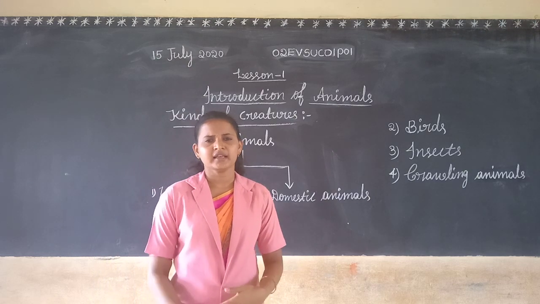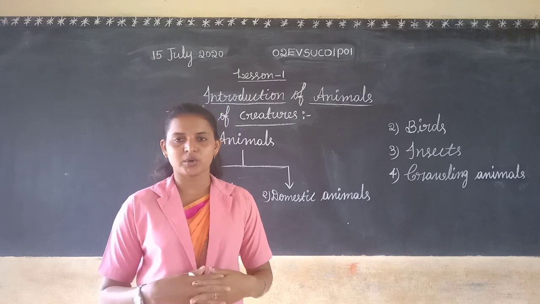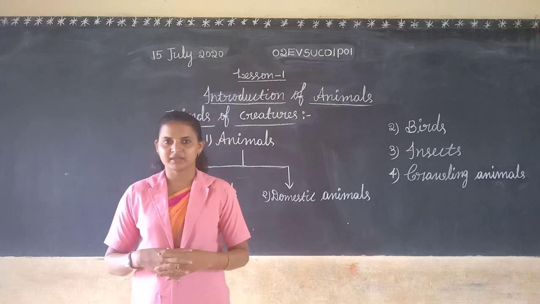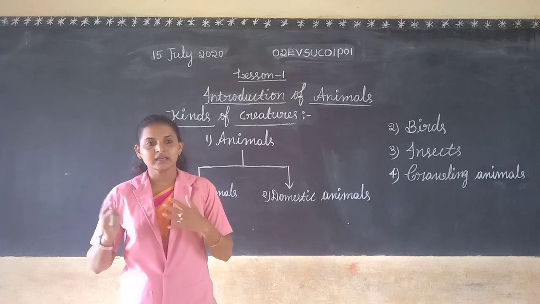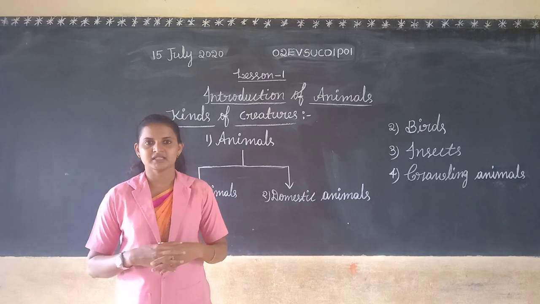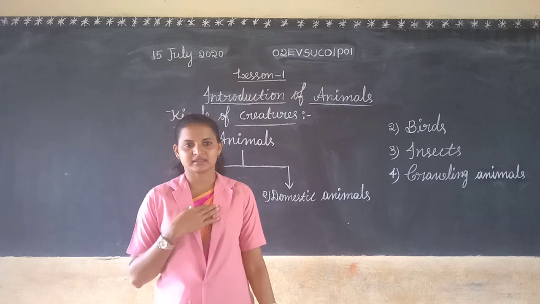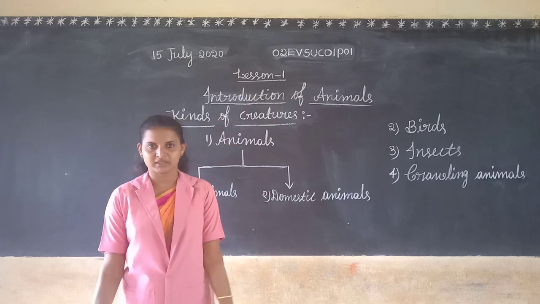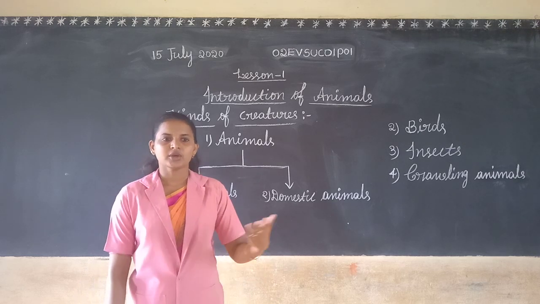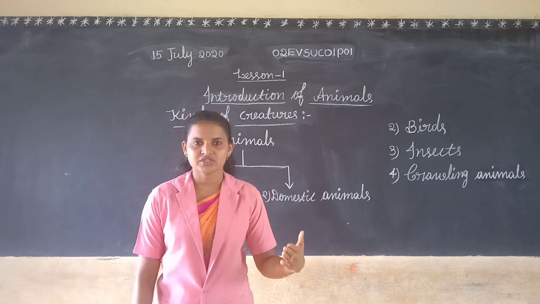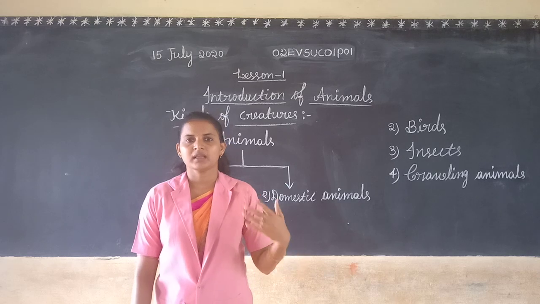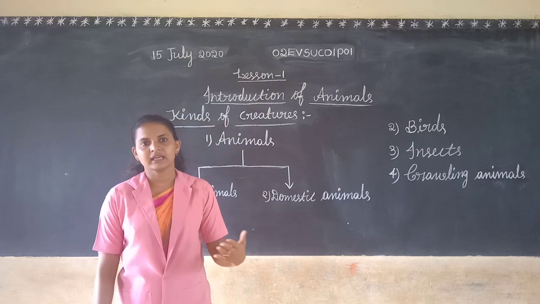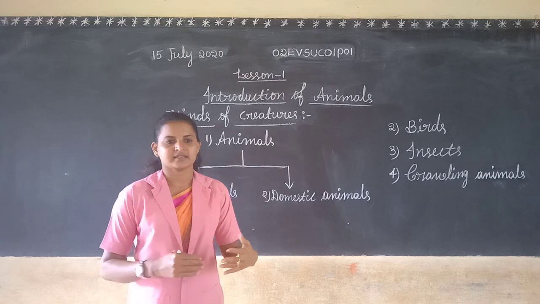Do you know that there are many animals around us? Birds and insects are also animals. We are human beings. Human beings also belong to the group of animals. For example, dog, cat, fish, goat, sheep, lion, tiger, rabbit, deer, elephant, etc.